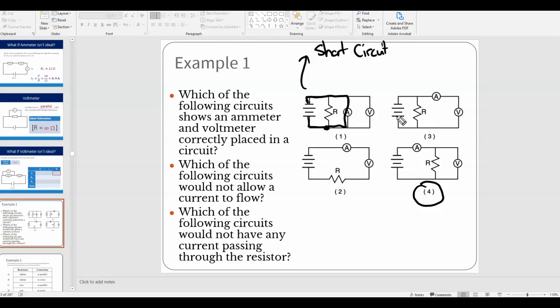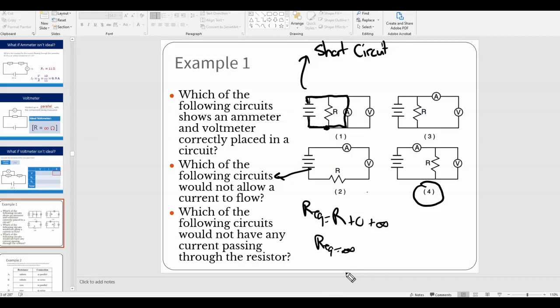The issue with 2 is that you have the resistor, the ammeter, and the voltmeter all in series, so when you add up the equivalent resistance, you have R plus 0 plus infinity because of the voltmeter. That means the equivalent resistance is infinity, so there's not going to be any current flowing through this one. So which of the following circuits will not allow current to flow? That would be 2. That's obviously bad as well.